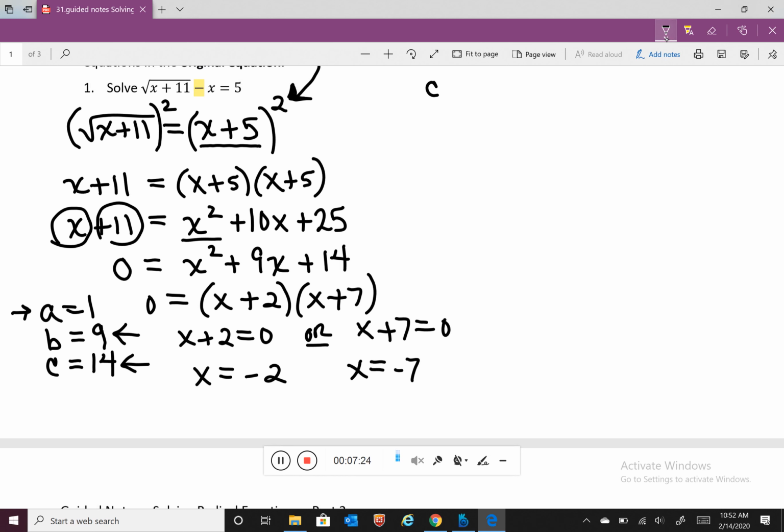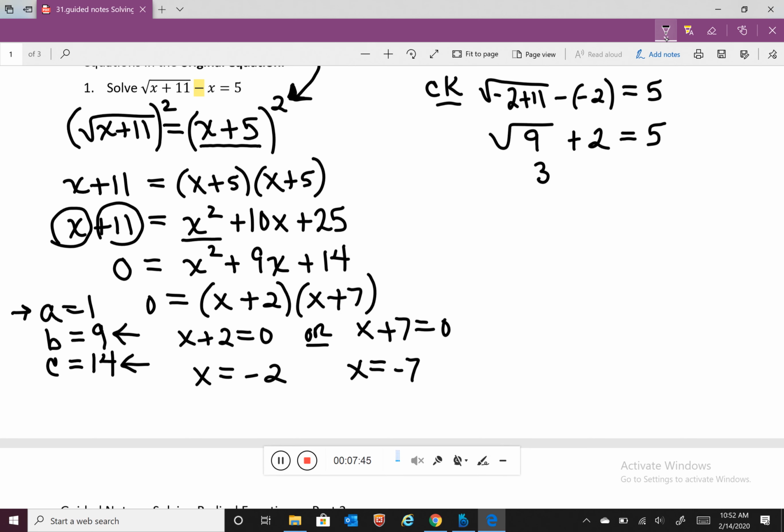Our first check with negative 2, we have the square root of negative 2 plus 11 minus negative 2 is supposed to equal 5. The square root of 9 plus 2 is supposed to equal 5. And this solution does check. Okay, so negative 2 is a solution.